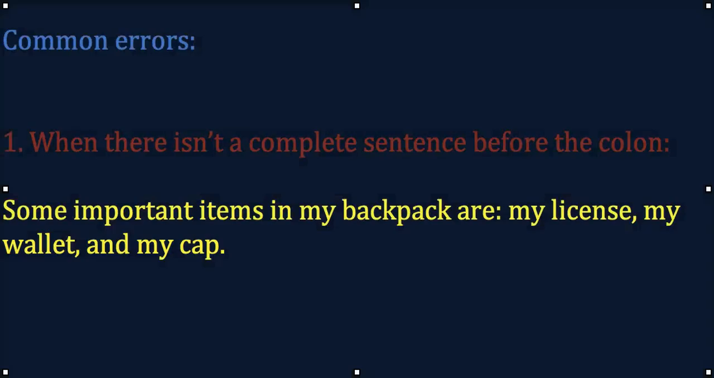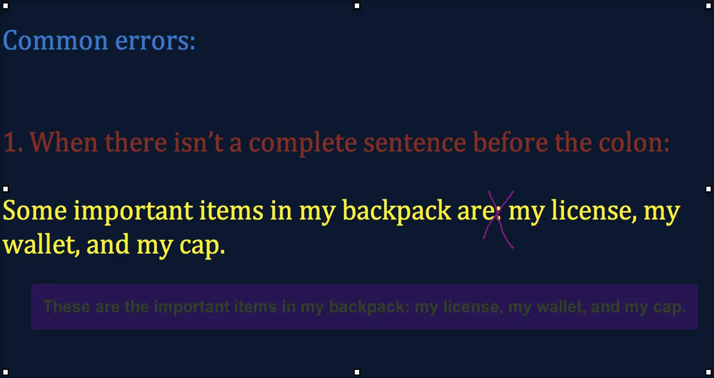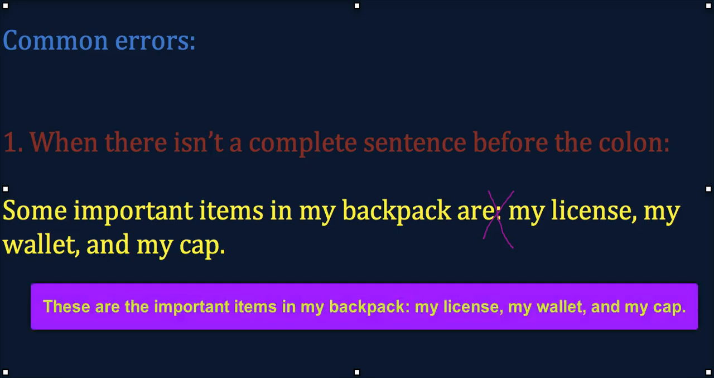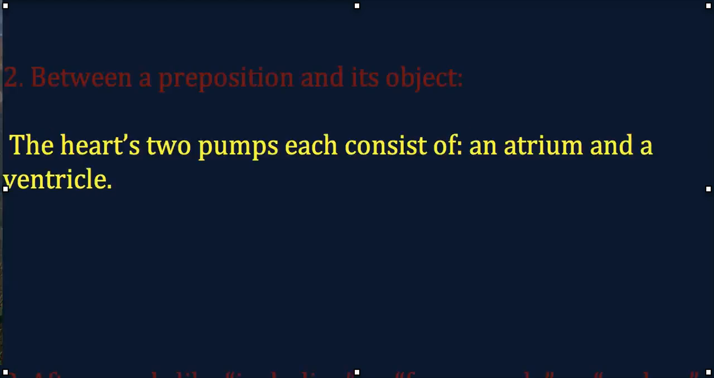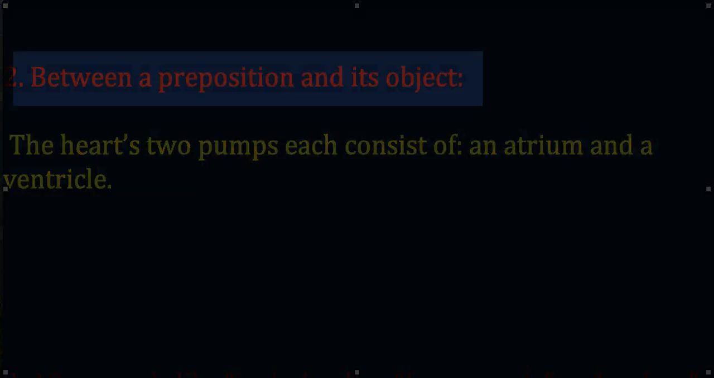For example, here, "Some important items in my backpack are: my license, my wallet, and my cap." So I see this a lot after the word "are." Yes, there is a list following it, but we're in the middle of a sentence here. So actually, we don't want any punctuation at all in here. So that's very different than a sentence like, "These are the important items in my backpack: my license, my wallet, and my cap."